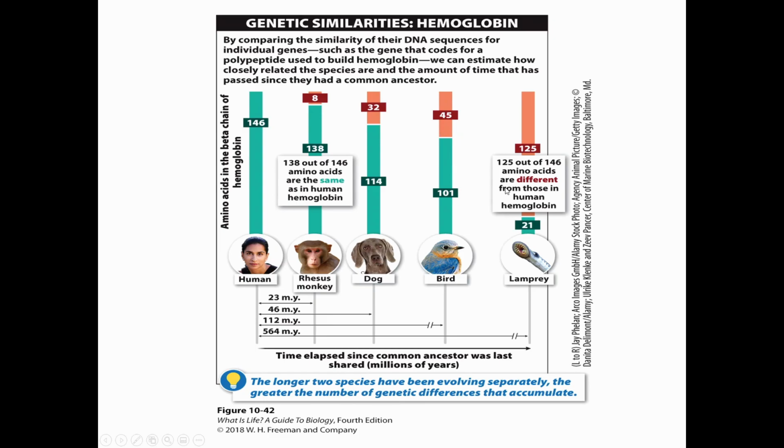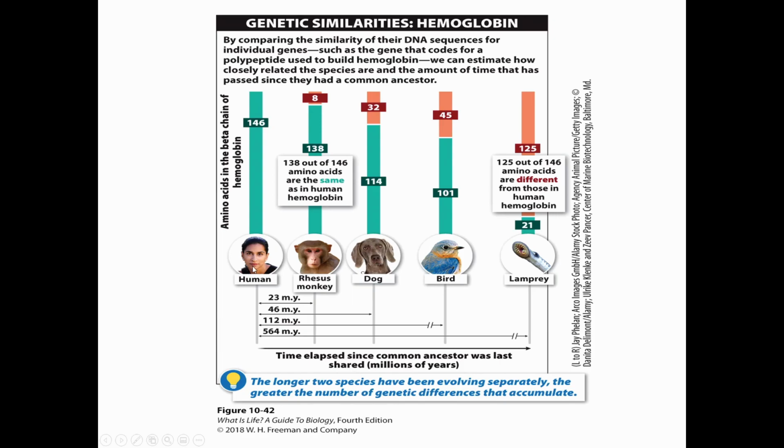And then we get all the way back to the lamprey, which is pretty much almost as far from humans as you can get while still looking at animals. We see that 125 of the amino acids are different and only 21 are the same. And what we're kind of figuring out from here is that it's hard to accumulate this many changes. It takes a lot of time. And so the more changes you see, the longer or the further back that common ancestor is.